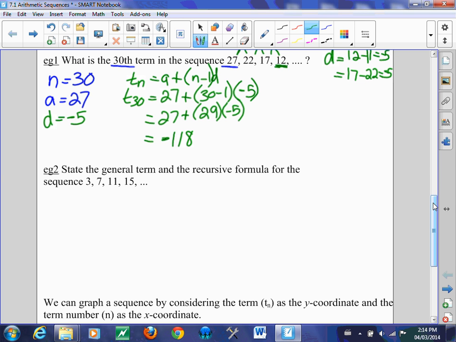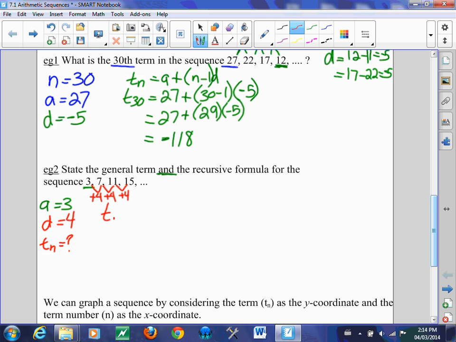State the general term and the recursive formula for this following sequence. Okay, so just remember, guys, it tells us we have to do two different things here. So what do we know? First of all, we know a equals 3. We're trying to find out what's happening with our patterning. We're noticing in each case we're adding 4, so that means our common difference is 4. The general term is what we're trying to find, so t at n equals question mark.